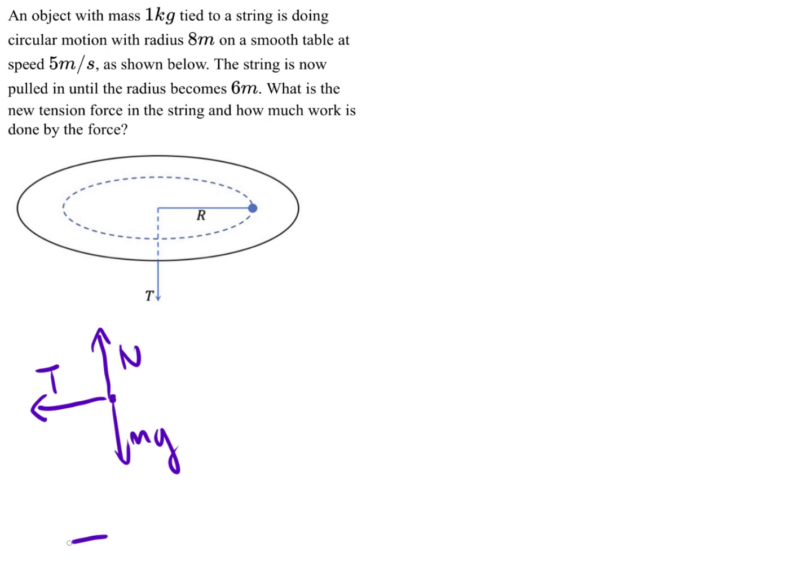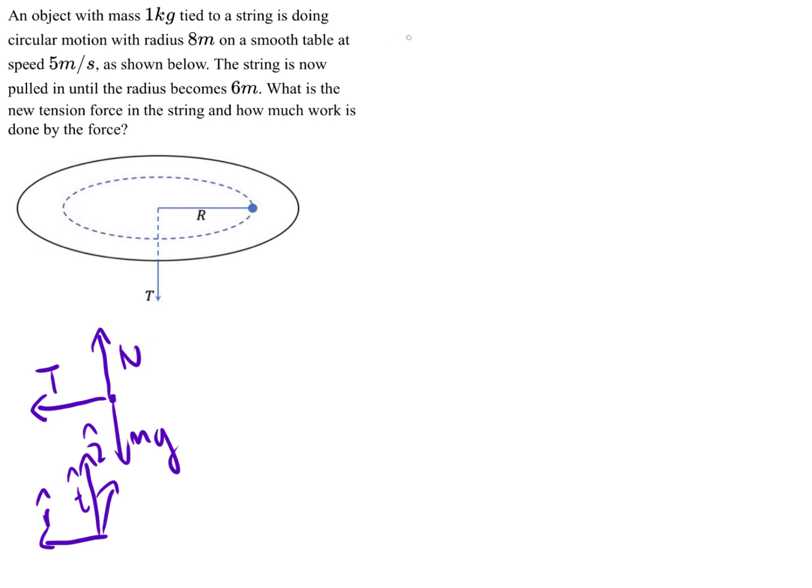And our coordinate system is going to look something like this. We have the radial direction here. We're going to have the tangential direction here. And of course, we're going to have the direction perpendicular to the plane, which is the direction that the normal force and the force of gravity act in.